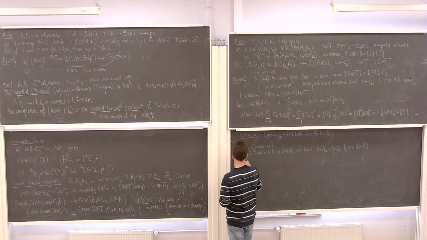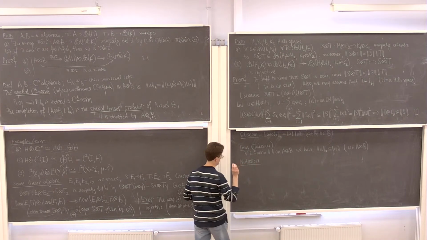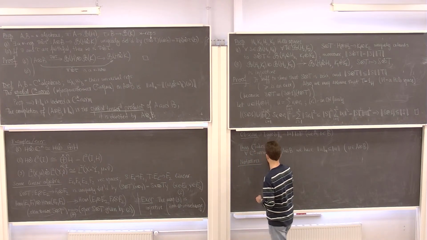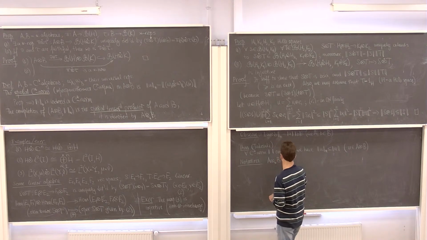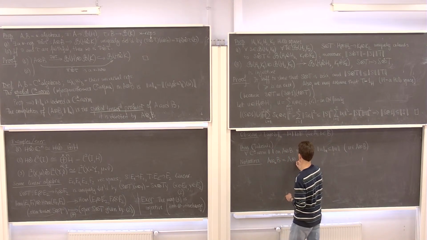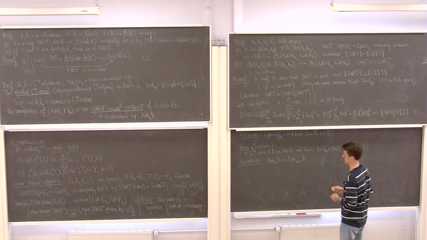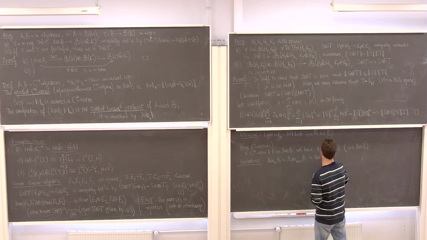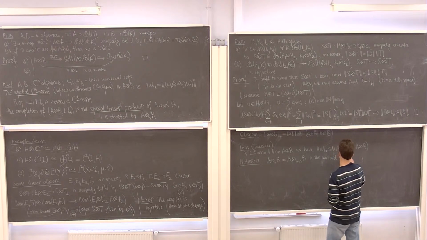And because of this theorem, we usually use the following standard notation. Instead of writing the star here, we denote this tensor product like this, and we call it the minimal C-star tensor product, the minimal tensor product of A and B.